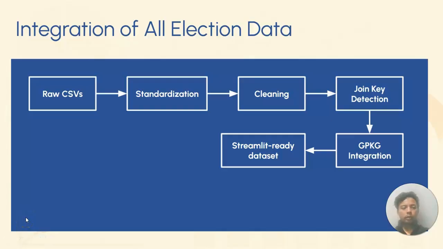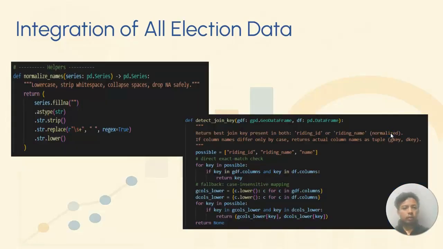Good morning, Professor. I'll walk you through the integration part of our project, which includes taking raw CSV files and zip files and making a Streamlit-ready dataset. The biggest problem we faced was that the zip files across years had different column names. So we implemented dynamic join key detection instead of hard coding column names and came up with a single GPKG integration. This can be shown in our code.